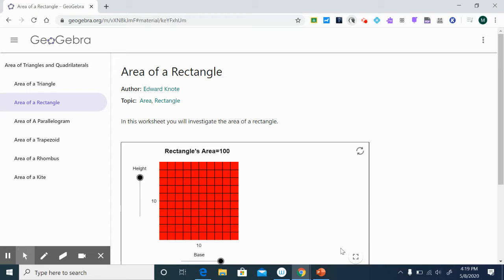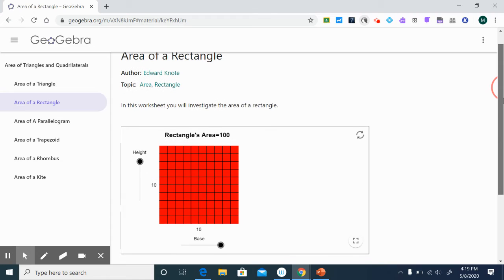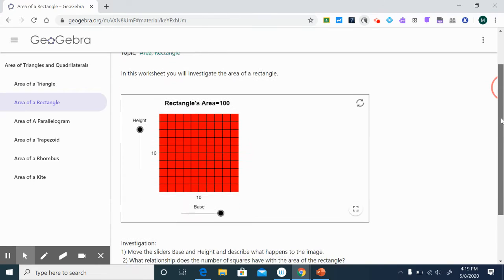Hey, ladies and gentlemen, today we're going to talk about the area of our quadrilaterals that we've been studying. So we're going to start off with the area of a rectangle.